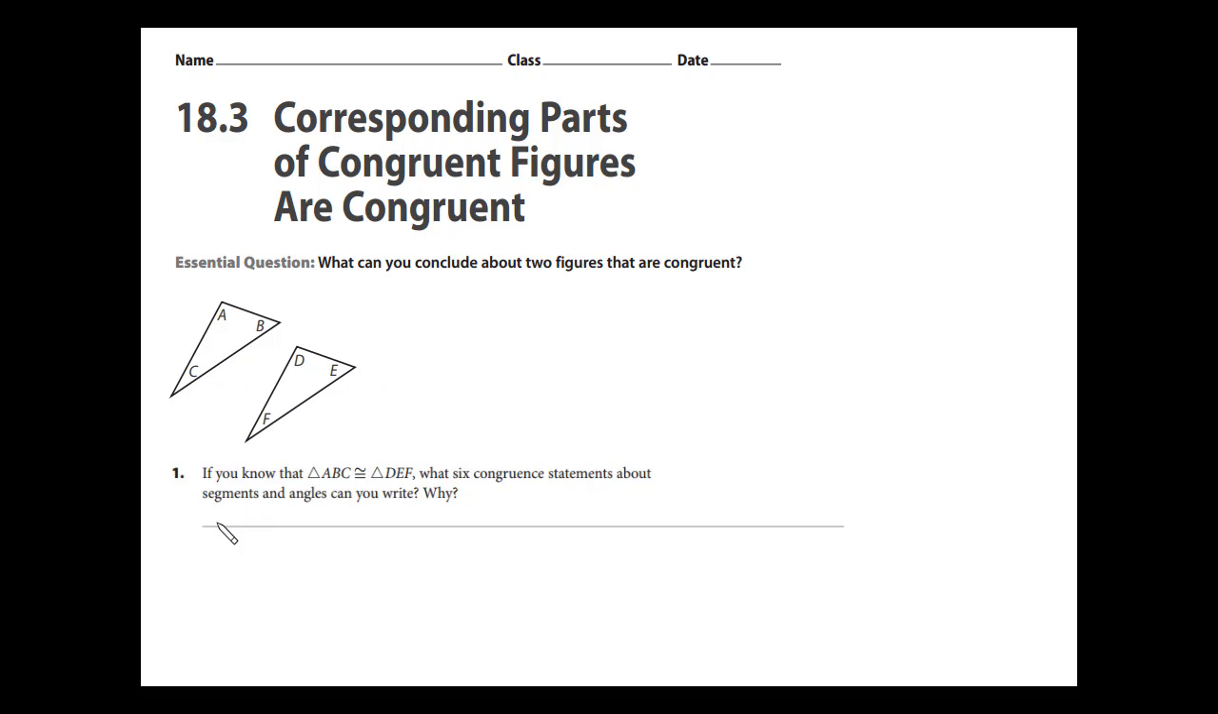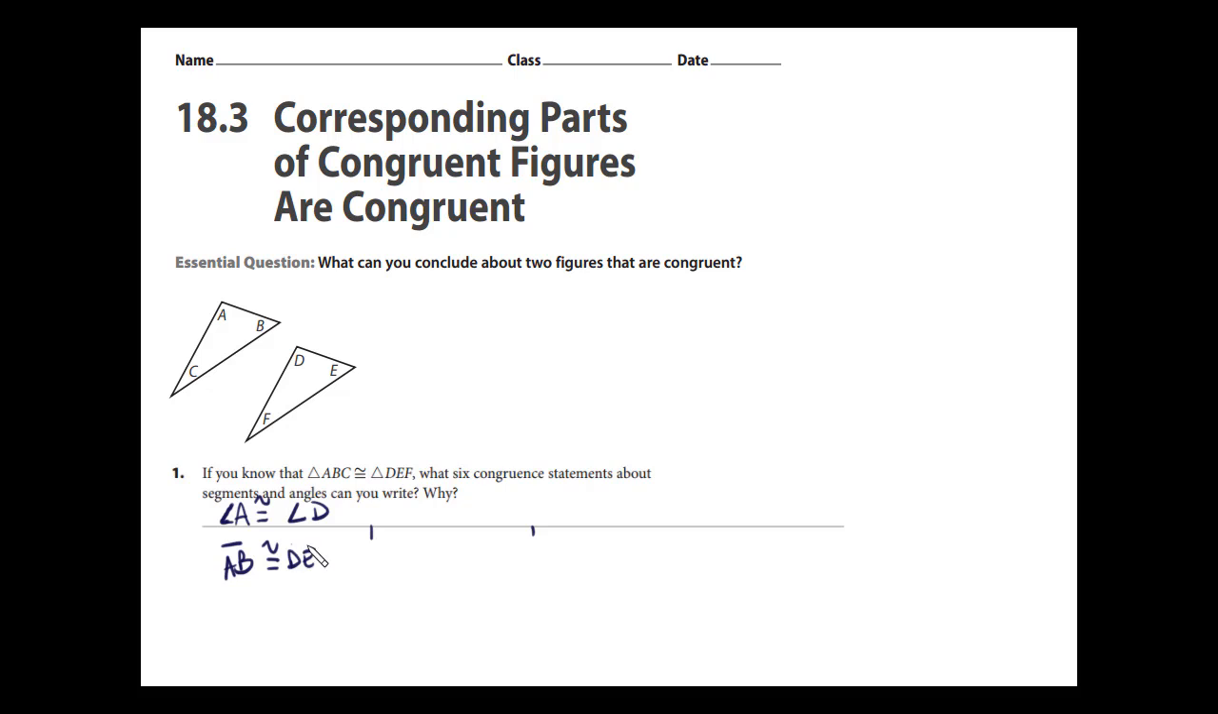So for example, one thing I could write is that angle A, which is in the same place, is congruent to angle D. And there's a couple of other angle statements that we could make. Angle B is congruent to angle E, and angle C is in the same place as angle F. So that would be 3 statements. And then the other statements we need to make are about the sides. The side AB is in the exact same location as DE. And so we will say AB is congruent to DE.